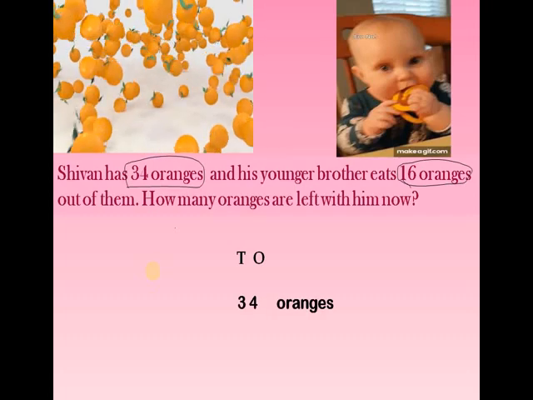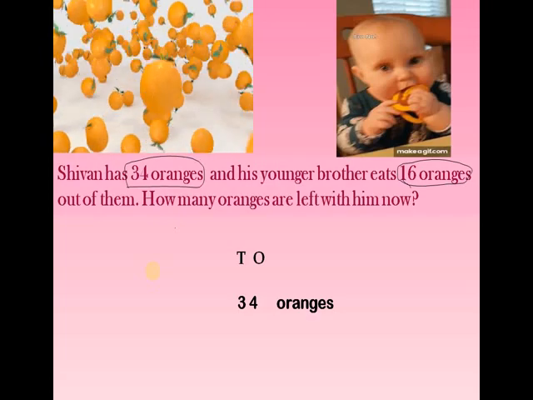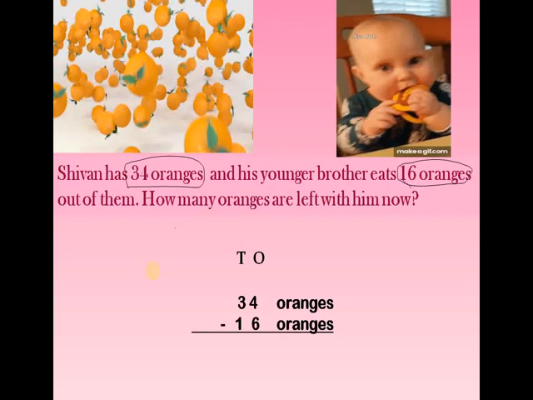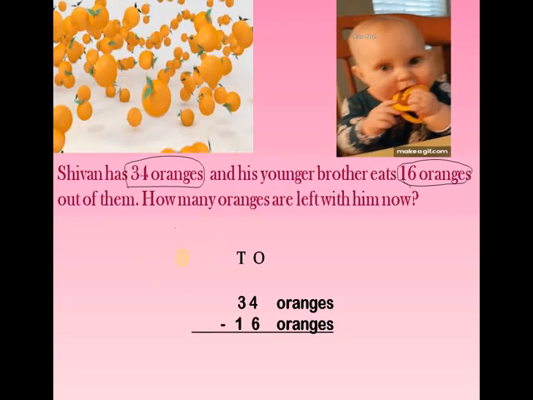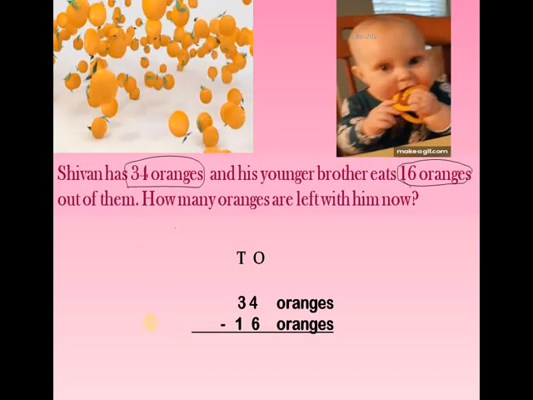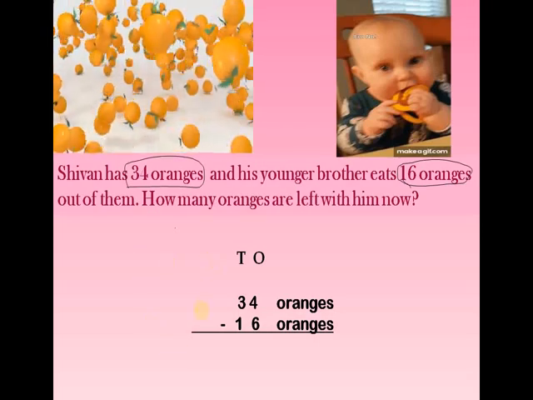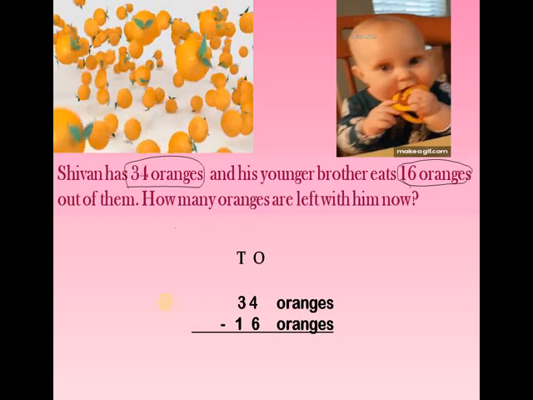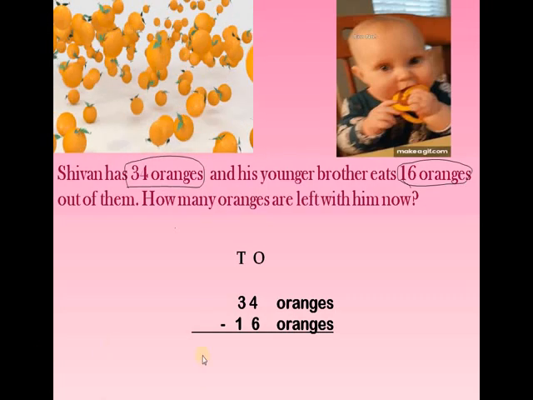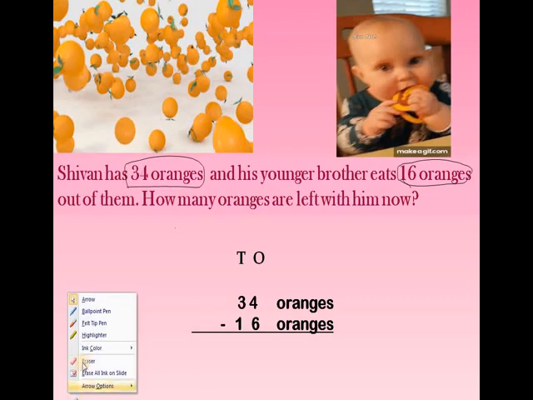Shivan has 34 oranges, out of which 16 oranges were eaten by his brother. So we need to subtract, as there is a loss. Even if we eat, there is a loss. And when we subtract this, we need to start from ones. Always start from ones.